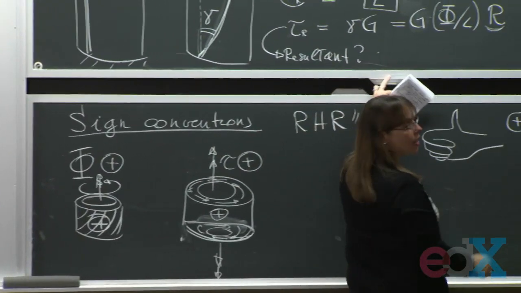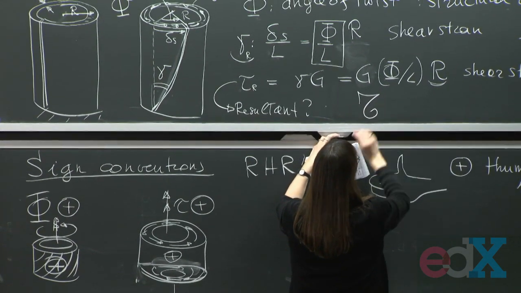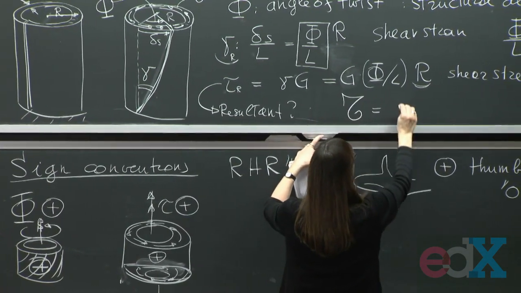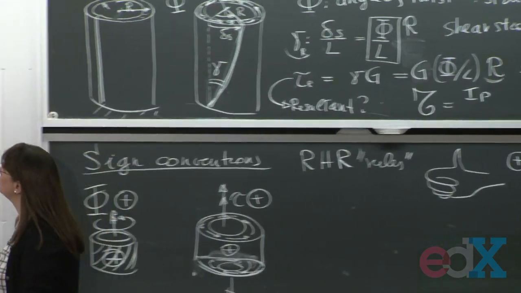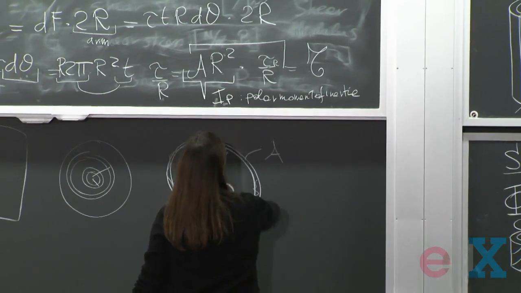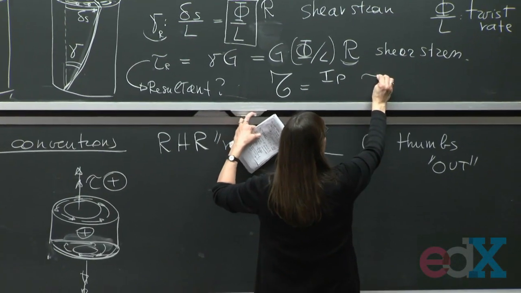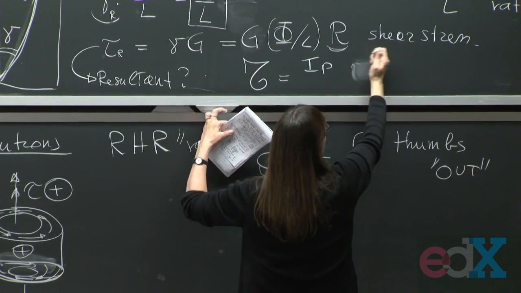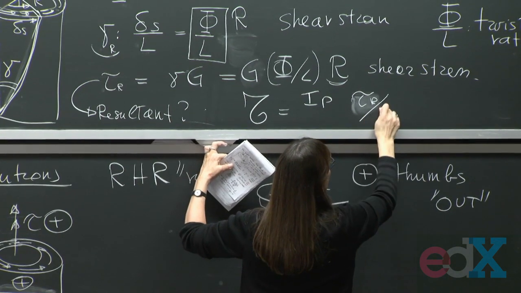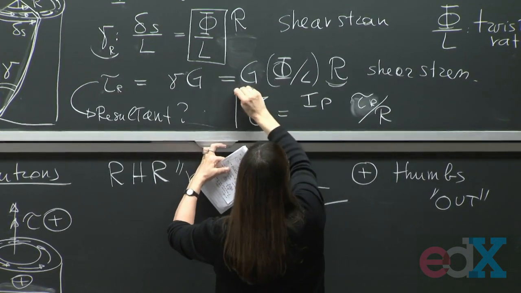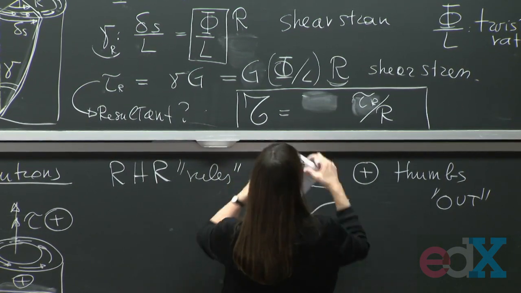Because down here now, I can go back to what I wanted, and I get an expression for the axial torque resultant, which is equal to IP times tau at radius r over r.